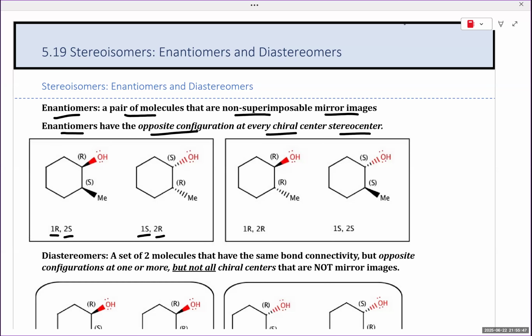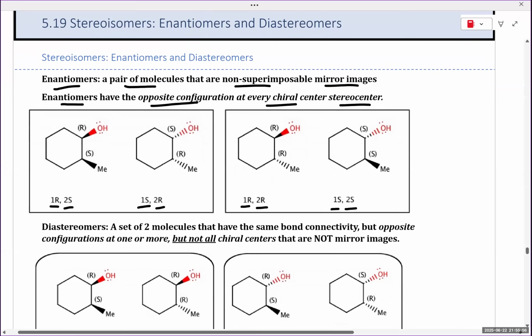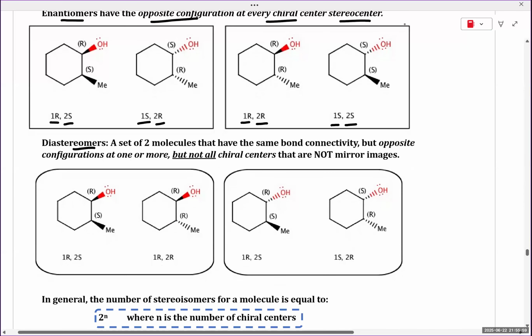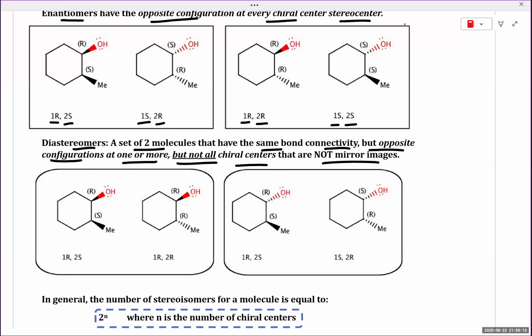This second pair of molecules also represent a pair of enantiomers, and as you can see, they again have the opposite configuration at every chiral center. Diastereomers are a set of two molecules that have the same bond connectivity, but opposite configurations at one or more, but not all chiral centers. And importantly, diastereomers are not mirror images. So for example, this pair of molecules are diastereomers, given that they have the opposite configuration at one or more, but not all of these stereocenters.